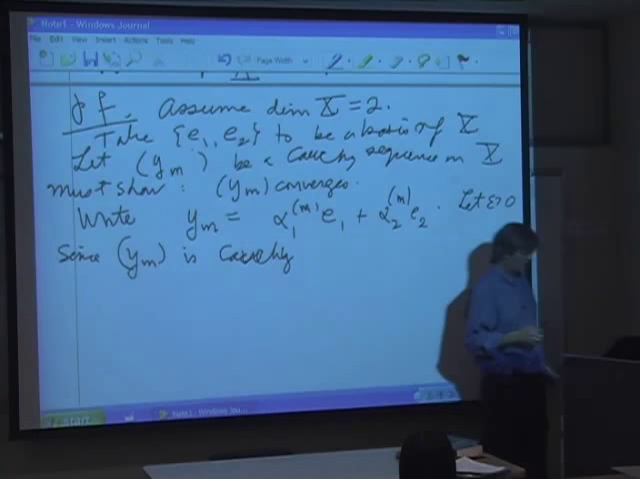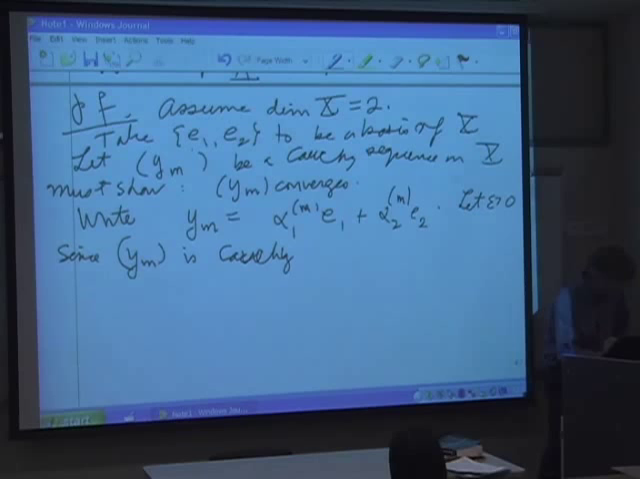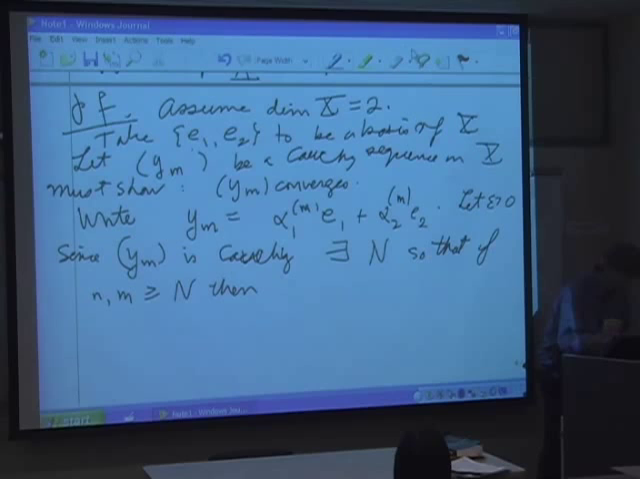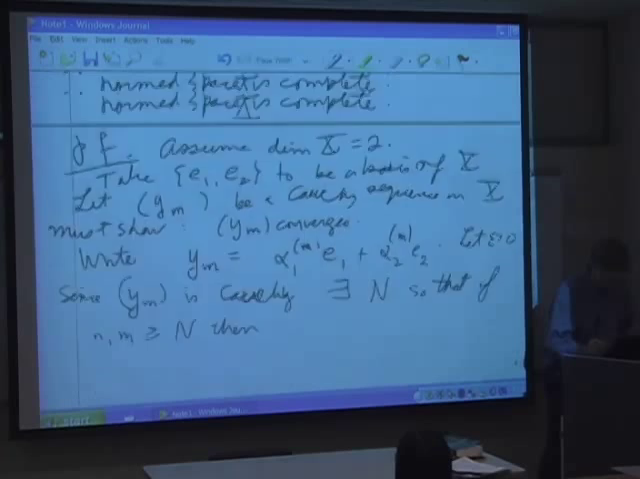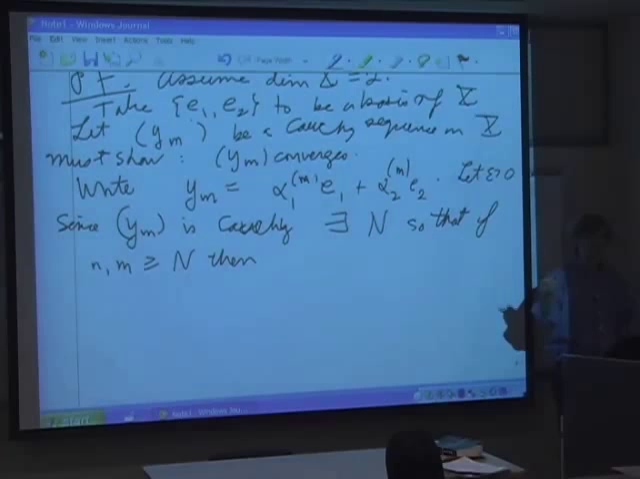Since y_m is Cauchy itself, there exists a capital N so that if little n and little m are greater than or equal to capital N, then, I'm sorry, he used little r because n was his dimension, but it doesn't matter. I didn't use n for a dimension in this proof, so it doesn't matter.